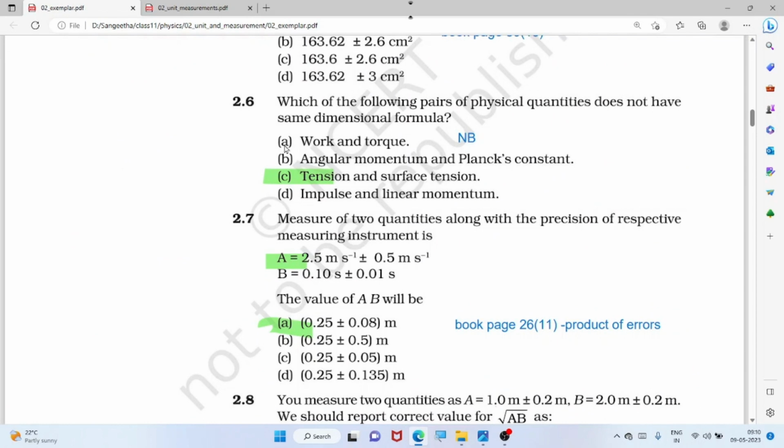Which of the following physical quantities does not have the same dimensional formula? So I already showed you in the general. So this tension and surface tension, they don't have the same formula.